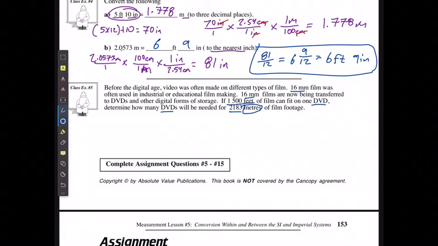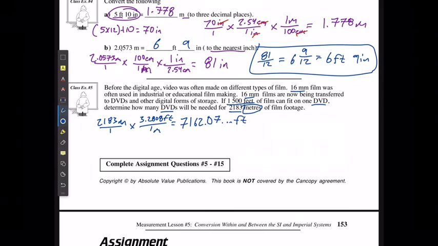The first thing is I need to convert these meters into feet. So I'm going to have 2,183 meters over 1, and I'm going to convert that into feet, which is going to be 3.2808 feet per 1 meter, or 7162.07 and so on feet.